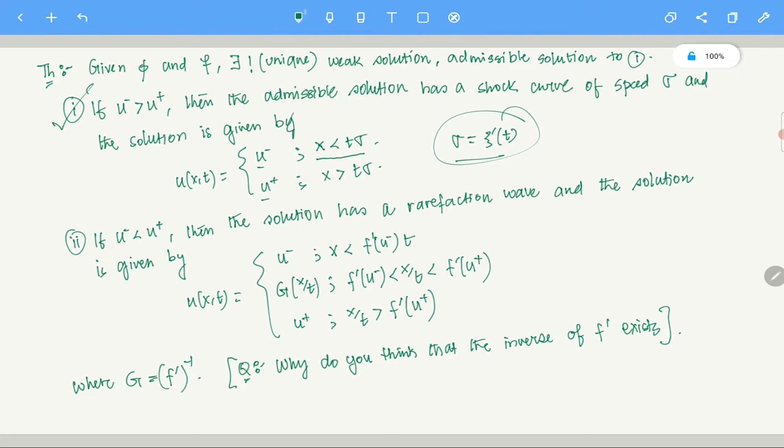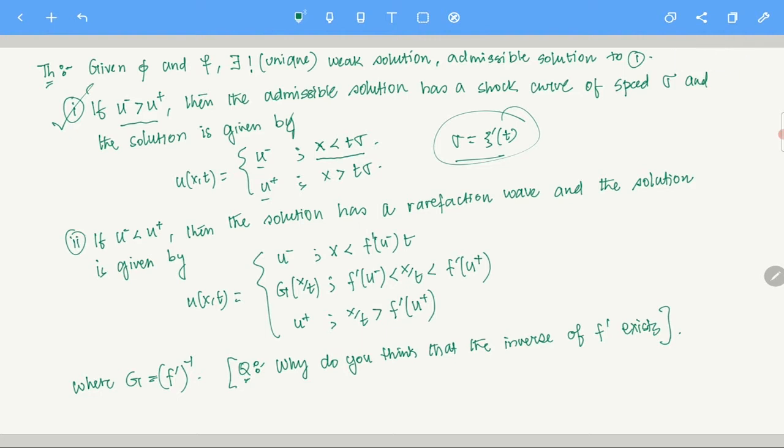Okay, so all of that is already satisfied. So this is going to be a weak solution. There is nothing to prove here. And why does it satisfy the entropy condition? Because u minus is greater than u plus. The entropy condition is given here, so it will satisfy the entropy condition.